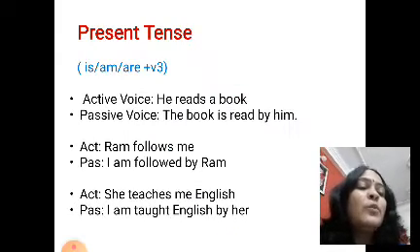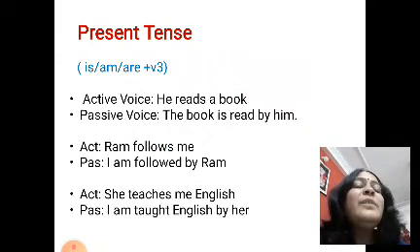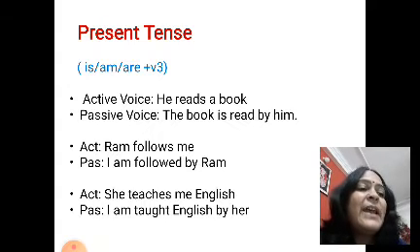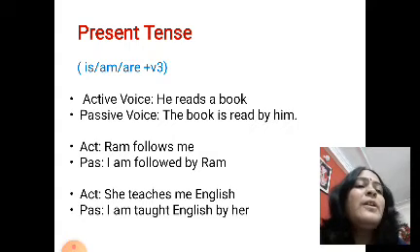Let us start with the rule. In the present tense, let me tell you the formula: subject plus is/am/are plus V3. So in active form, let us start. He reads a book. A book is read by him. Why have we used is? Because it is in the present tense, plus V3, read. The pronunciation is different, but the spelling is the same.